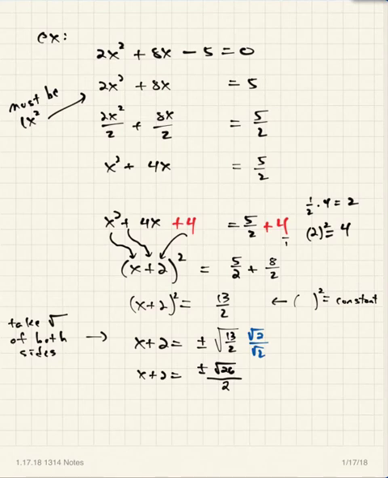Like I said, ordinarily I'm not going to freak out over something like that. It's probably something I'm not even going to penalize you for. But on WebAssign, you will be penalized for it. So when you're doing your homework there, you have to make sure you rationalize the denominator like that.